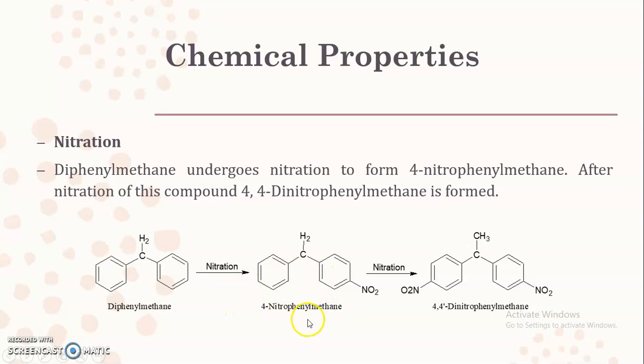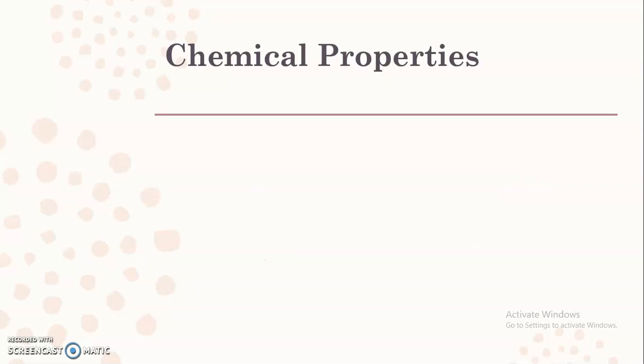Further, this 4-nitrophenyl methane undergoes nitration once again to form 4,4-dinitrophenyl methane. In the second step, the nitronium ion attacks the second ring that is present in our structure. That's why the formation of 4,4-dinitrophenyl methane takes place. So this is about the first chemical reaction, that is nitration.